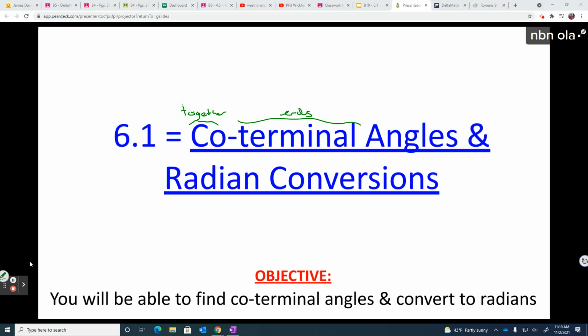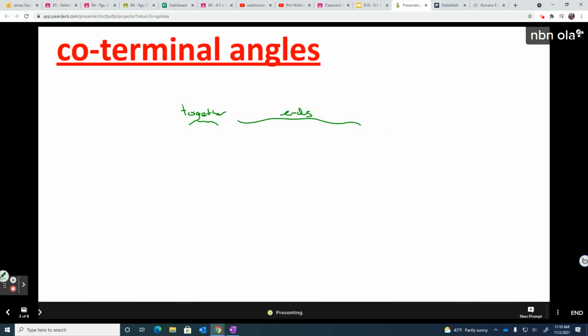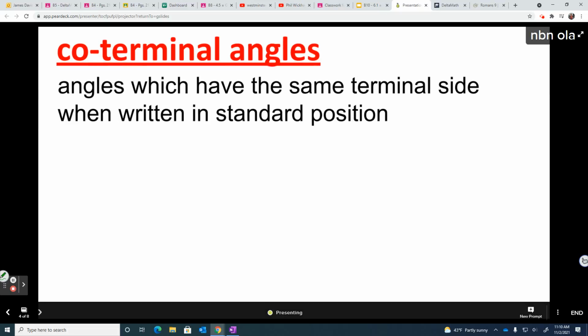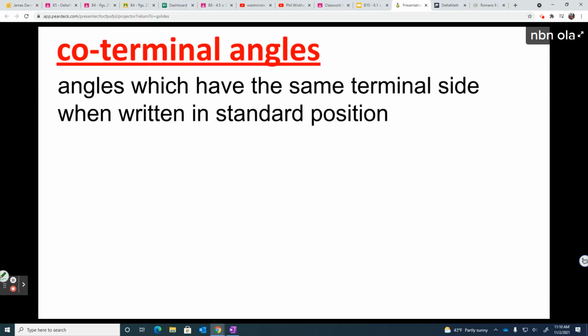So to convert from degrees to radians and vice versa. So let's go ahead and just do a brief definition of a coterminal angle. Like the name implies, their angles have the same terminal side. Terminal side is something we labeled yesterday when they're written in standard position. So they end together. Terminal side is the same when they're written in standard position. So we're going to make an example here.